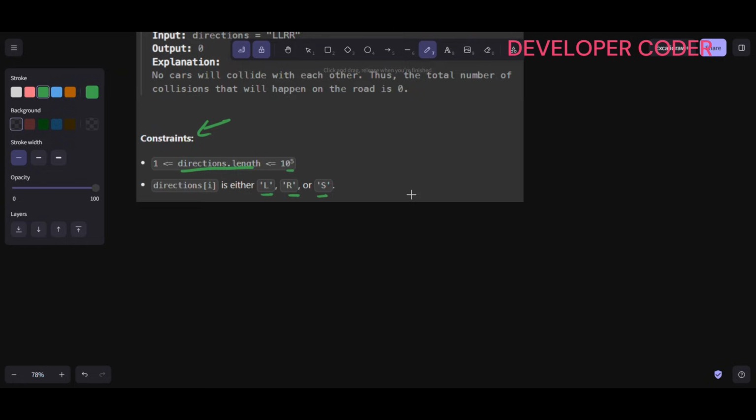Now I will give you a few scenarios. Let's say this is a scenario. That simply means one car is moving to the left direction and the other is stationary. So no collision here. The number of collisions is 0. Clear? One car is moving to the left direction and one is stationary. They will never collide.